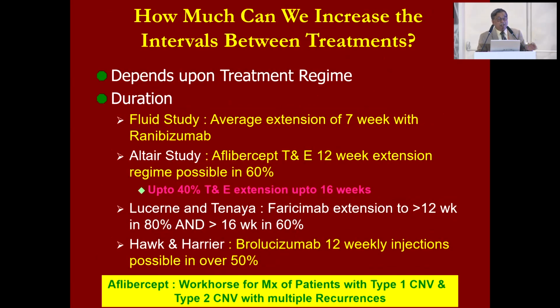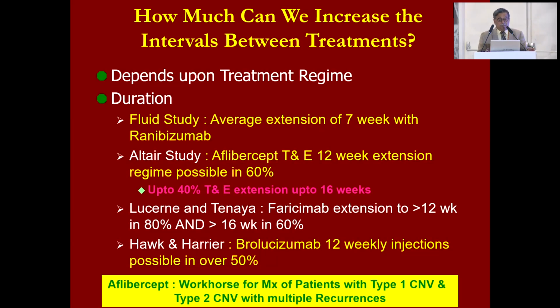Now, how much can we increase the intervals between treatments? This depends on the drug you're using. The FLUID study showed us that with ranibizumab, the average interval you can extend to is around 7 weeks. The ALTAIR study showed us that with aflibercept, you can do a treat and extend of up to 12 weeks in at least 60% of patients, and up to 40% of these patients can go up to 16-week intervals for the injection. That means 3 to 4 injections per year.